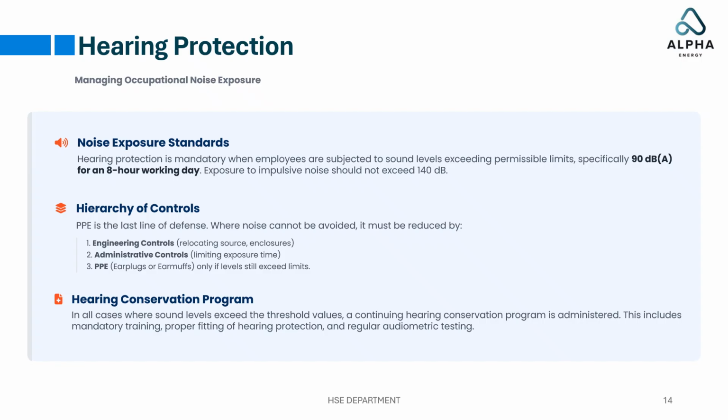Following the hierarchy of controls, PPE is considered the last line of defense, to be used only if engineering controls, such as relocating sources or using enclosures, and administrative controls, like limiting exposure time, fail to reduce noise below permissible limits. Furthermore, when these threshold values are exceeded, a comprehensive hearing conservation program is required, which includes mandatory training, ensuring the proper fit of hearing protection, and conducting regular audiometric testing.